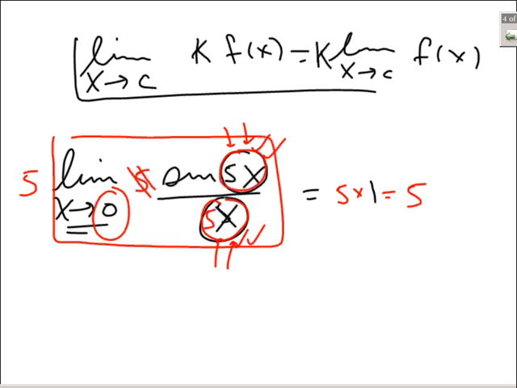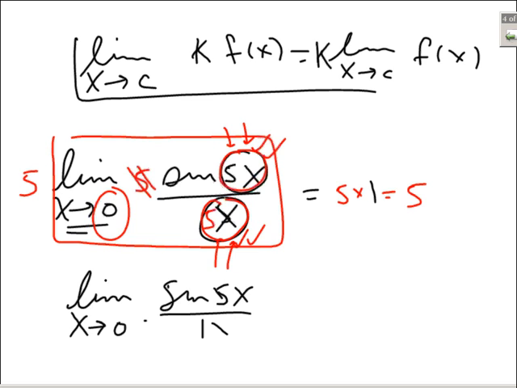Just for the record, the teacher may not allow you to just do this, but you can read the answer off as follows. Sine of 5x over an understood 1x. There's your answer. The answer is just 5. Let's actually show that in general. Just read off the answer.